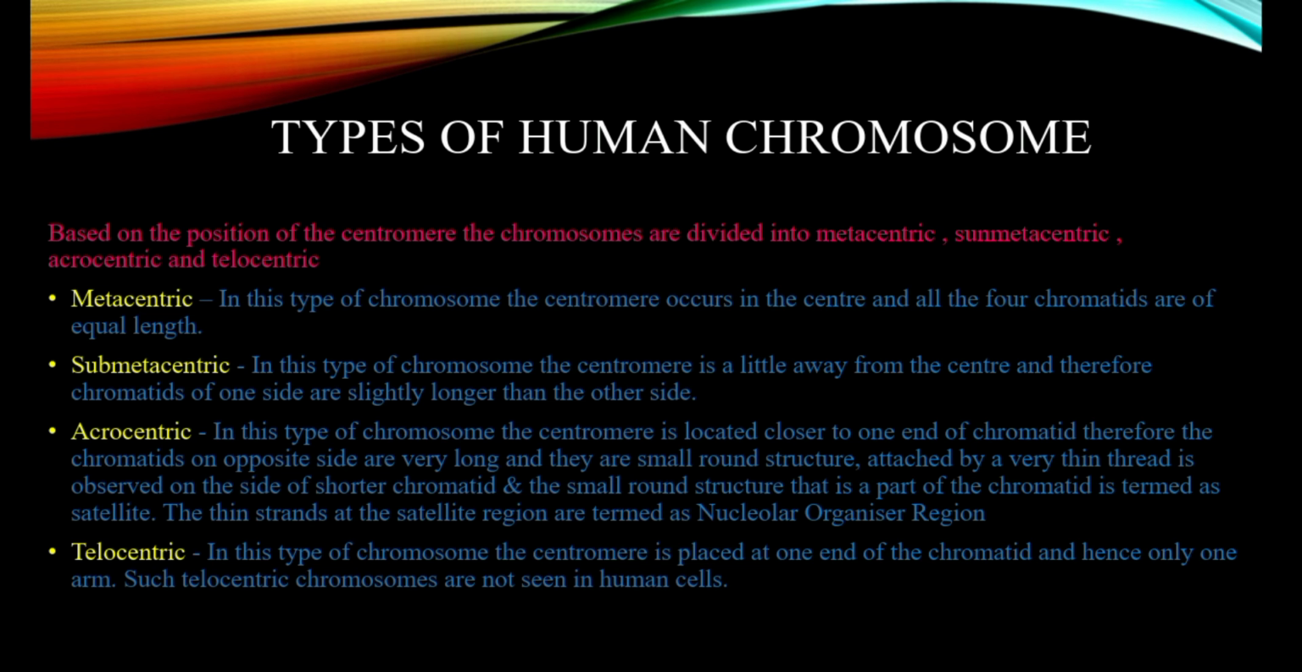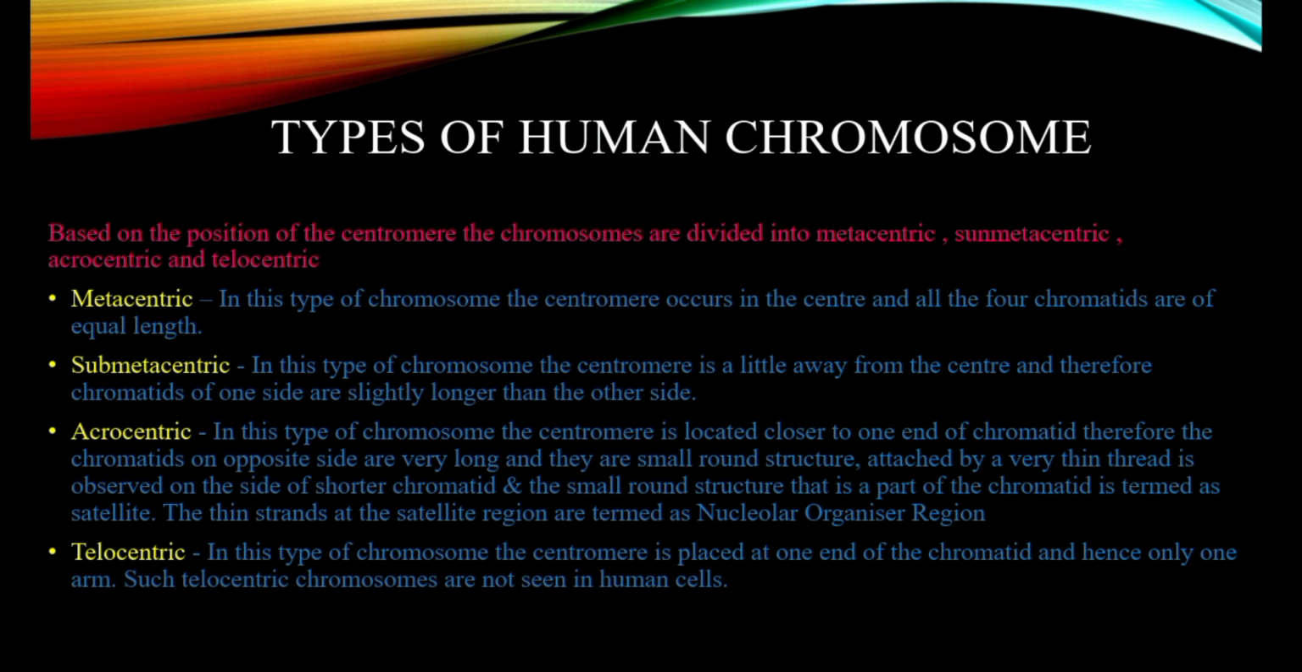Human chromosomes are also of different types based upon the position of the centromere: metacentric, submetacentric, acrocentric and telocentric. If the centromere is exactly at the center and the chromatids are of equal length, then it is metacentric. If the centromere is deviated from the center, either below or above, it is submetacentric. In submetacentric chromosomes, one side is slightly longer than the other.